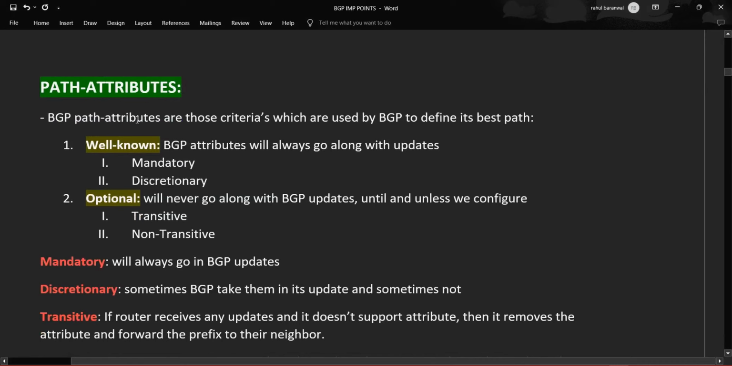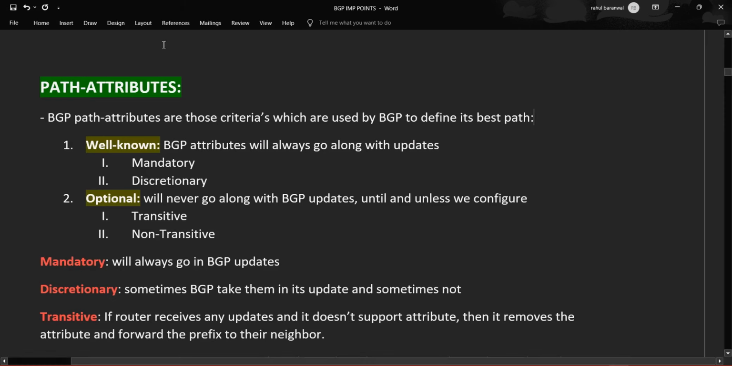BGP path attributes are the criteria which are used by BGP to define its best path. Similarly, in OSPF and EIGRP we use metrics, right? In OSPF, the metric is bandwidth, which is used to define the best path. And in EIGRP, we use five metrics: bandwidth, load, delay, reliability, and MTU. Similarly, in BGP we have path attributes. With the help of these, we define the best path, right?